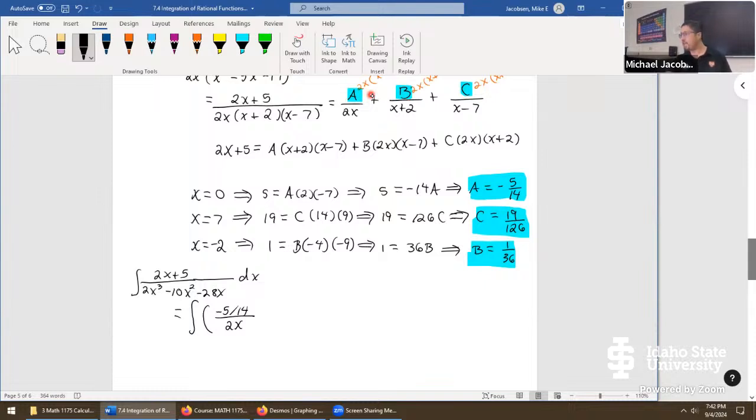Now next for b, we have plus 1/36 divided by x plus 2. Then finally for c, 19/126, really wonky numbers on this one, divided by x minus 7 dx. So those are the numbers all plugged in. All we have left to do is just integrate those 3 different terms.